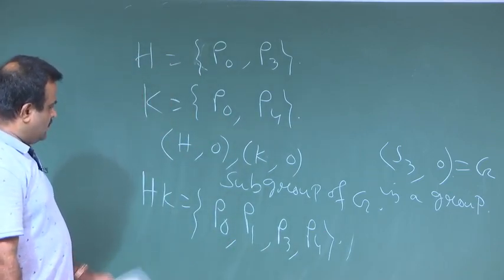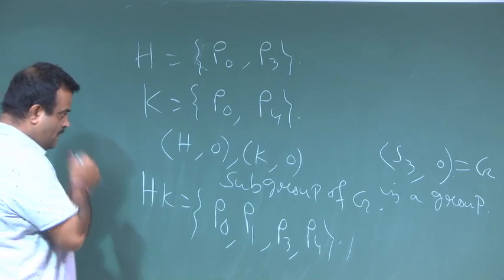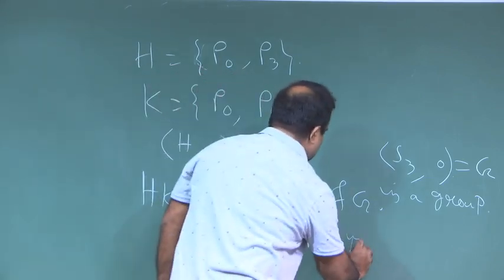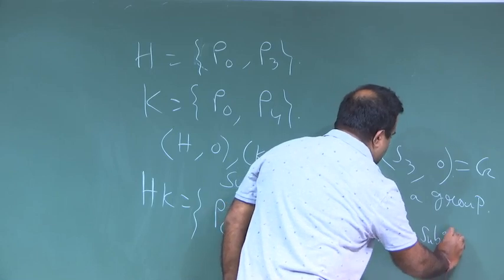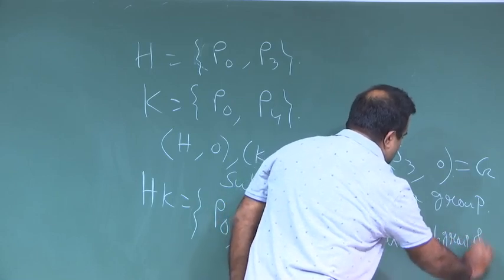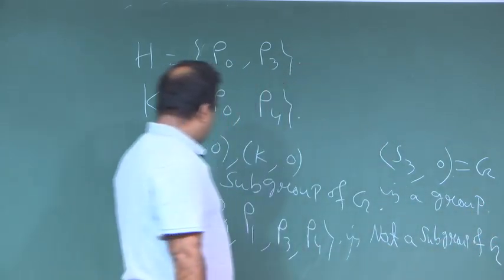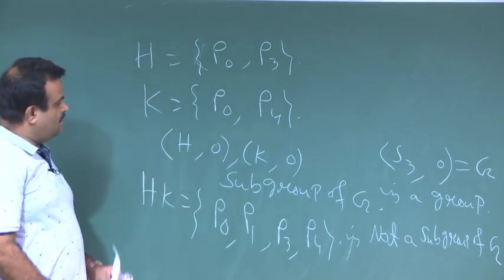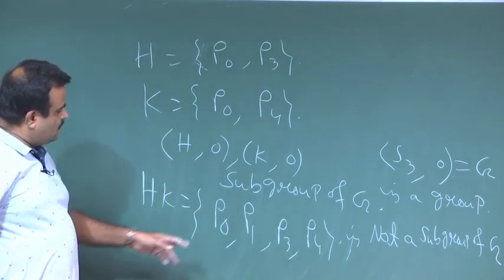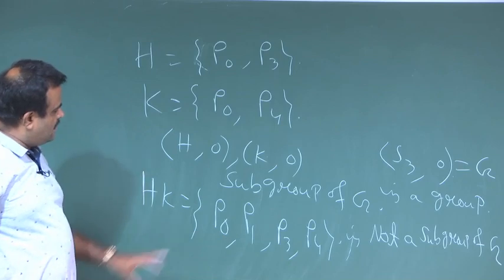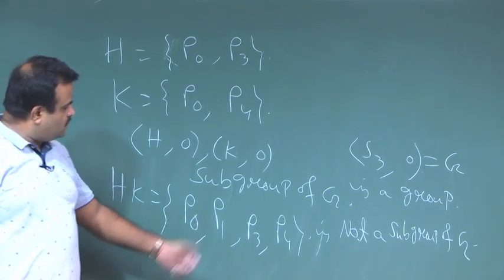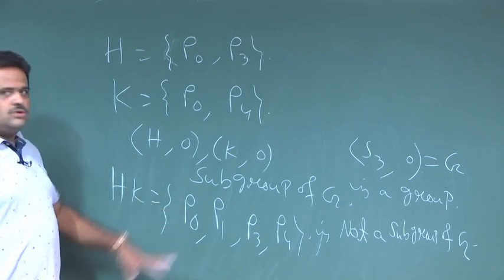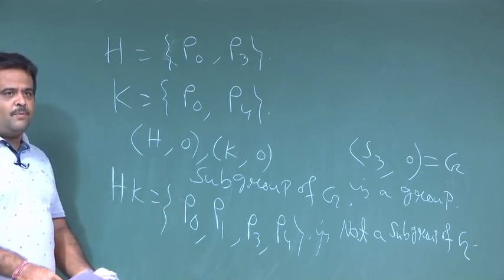Now, this is not a subgroup of G, we can verify that. This is not a subgroup of G, because P1 does not have an inverse in this group, and even the composition may not be satisfied. So, this is an example where the product is not a subgroup.